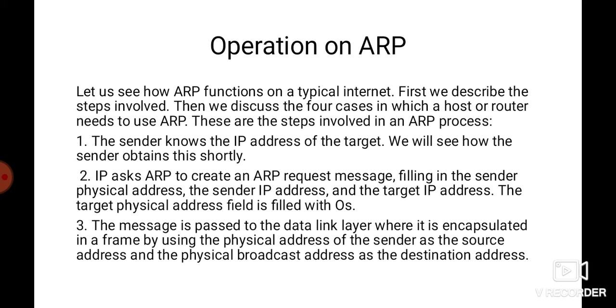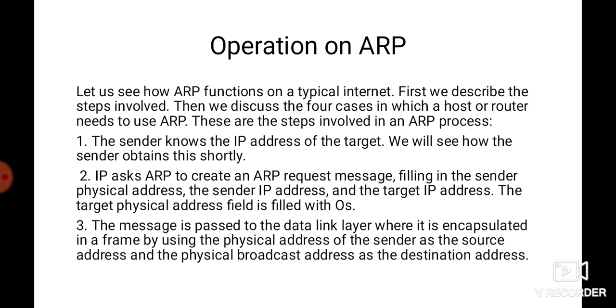Okay. Next, we have the next IP address. ARP creates an ARP request message, filling in the sender's physical address, the sender's IP address, and the target IP address. One thing is not known, which is the physical address of the receiver. The target physical address field is initially filled with zeros.